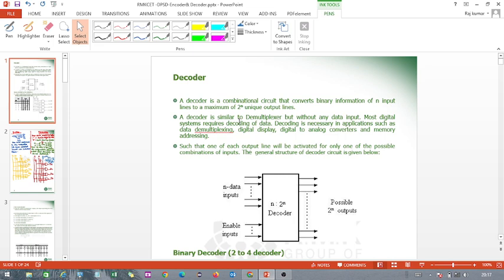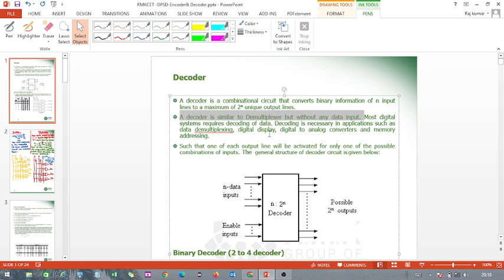Because before this, you will be learning your mux and demultiplexer. Immediately after the demultiplexer topic, this will be there. And also, in describing the decoder, you could see a statement like: a decoder is similar to a demultiplexer but without any data input line. Why? Because both the circuits look the same, but they are not the same.